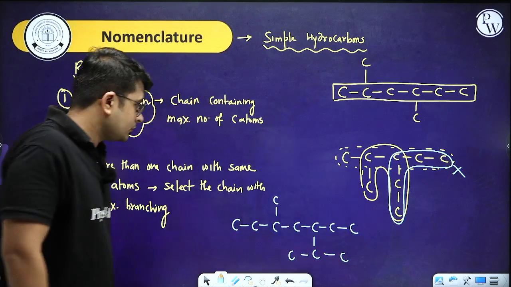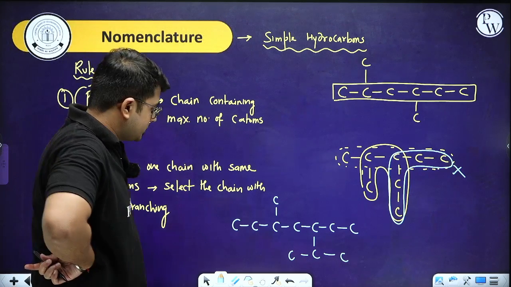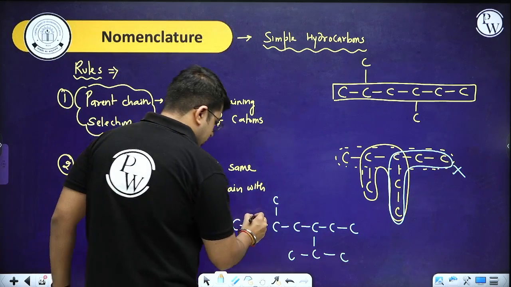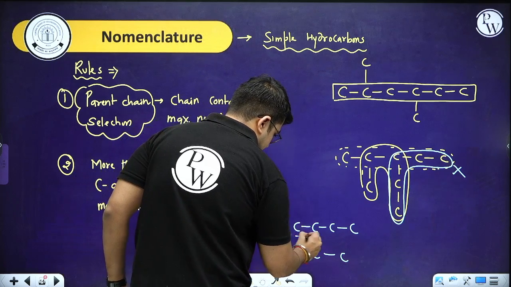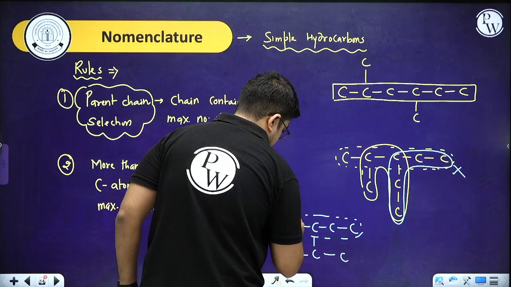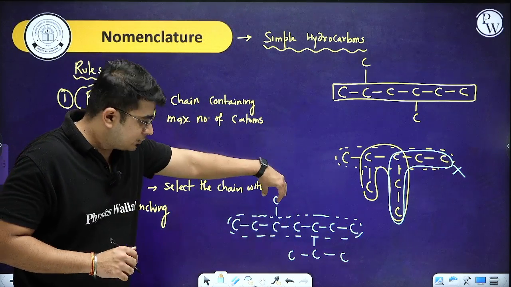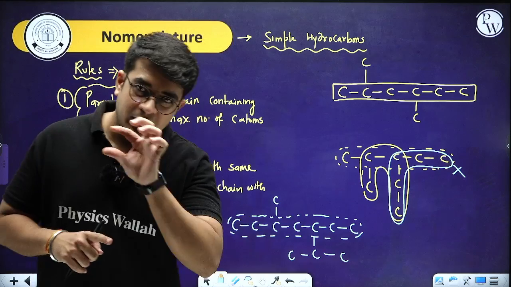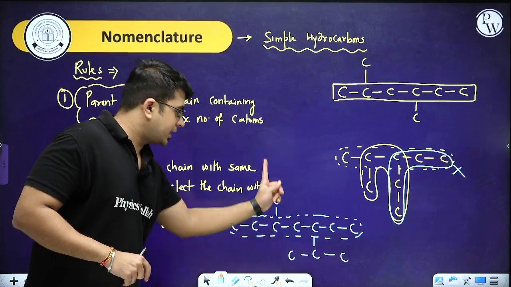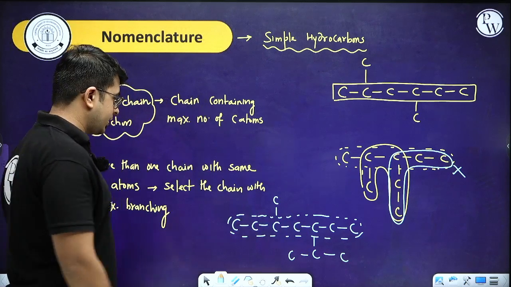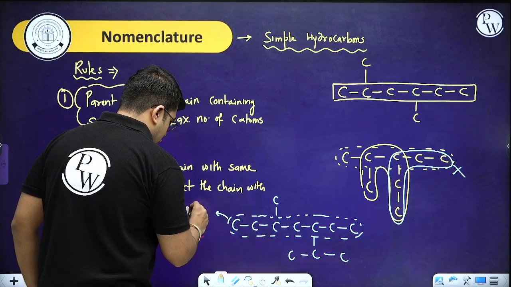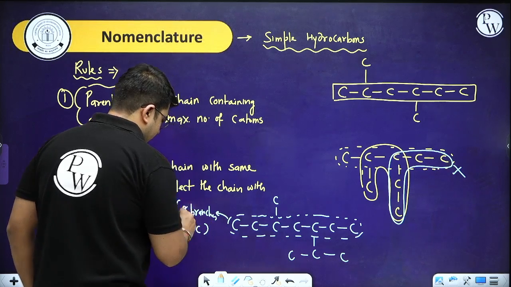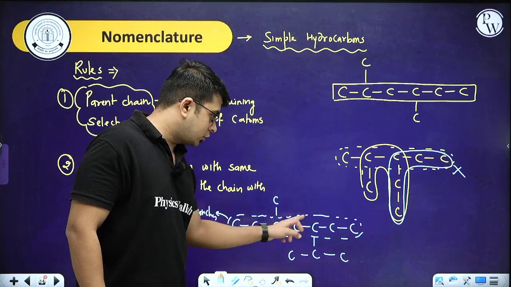Okay, let's talk about this example. So in this particular case, we have 1, 2, 3, 4, 5, 6, 7. So one carbon chain containing 7 carbon atoms. Now in this chain, you can see one branching is there and one branching is there. Branching means the side atoms which are originating from the parent chain carbon atoms. So in this particular case, we have two branches and 7 carbon atoms. 1, 2, 3, 4, 5, 6, 7.